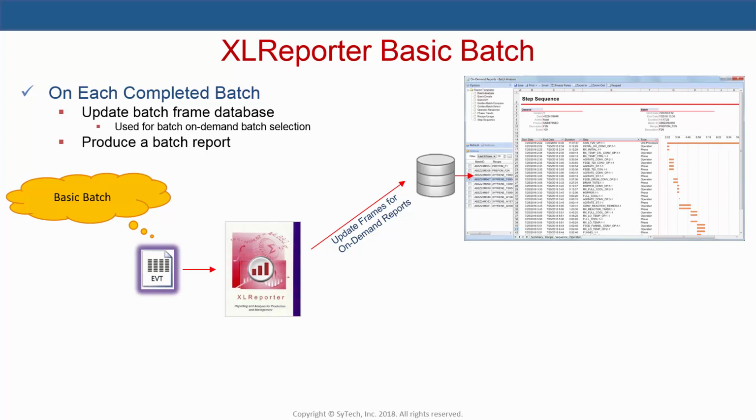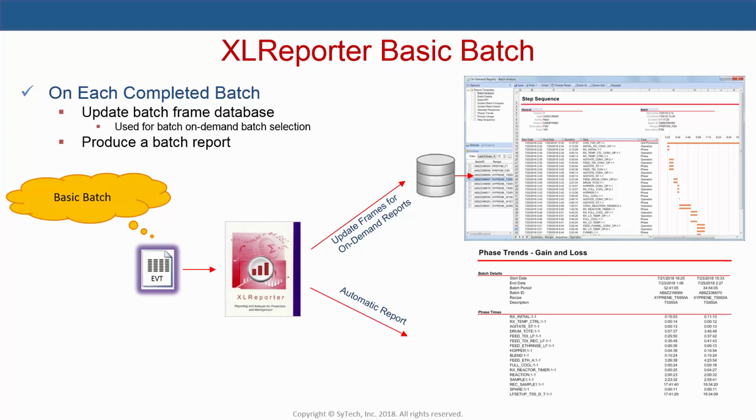At that point in time, when a new batch history file is created, XLReporter could also just go ahead and generate a report automatically. When basic batch functionality is added to an XLReporter project, batch frames are automatically created for all existing history files on the system. Now let's take a quick look at how the Basic Batch Connector integrates into an XLReporter project.